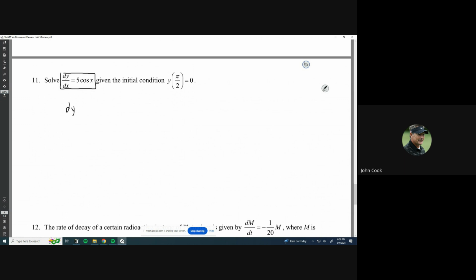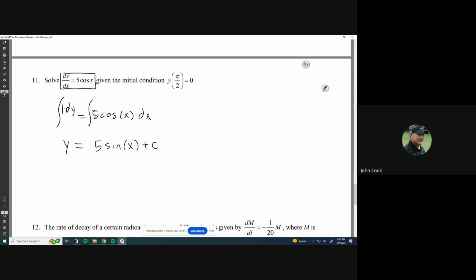So if we've got dy dx is equal to 5 times the cosine of x, we can bring that dx over, and then we can integrate both sides, okay? The antiderivative of 1 dy, because dy by itself is really 1 times dy, is just going to be 1y. And then the antiderivative of 5 times the cosine of x, that's an easy one. That's going to be 5 times the sine of x, and then plus some constant value.